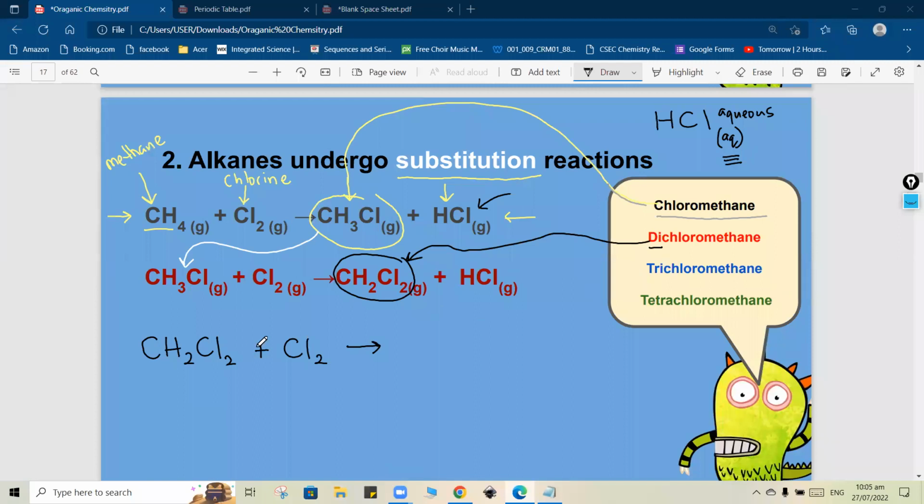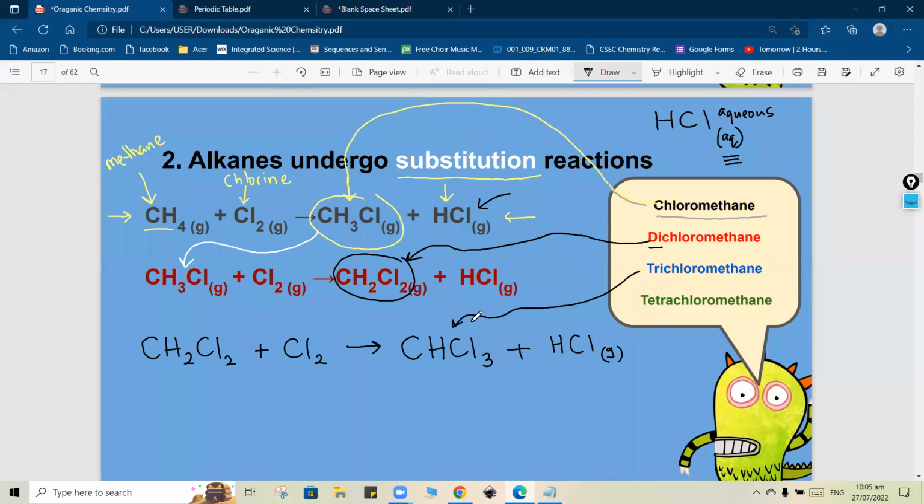Right. So remember, what's going to happen? One of the chlorines that has 2 here right now is going to boot out one of the hydrogens, and a chlorine is going to take its place. So you're going to end up with 1 hydrogen now, and you're going to end up with 3 chlorines. And of course, you end up with HCl, the gas version of it. And its name, because it has 3 chlorines, is trichloromethane.